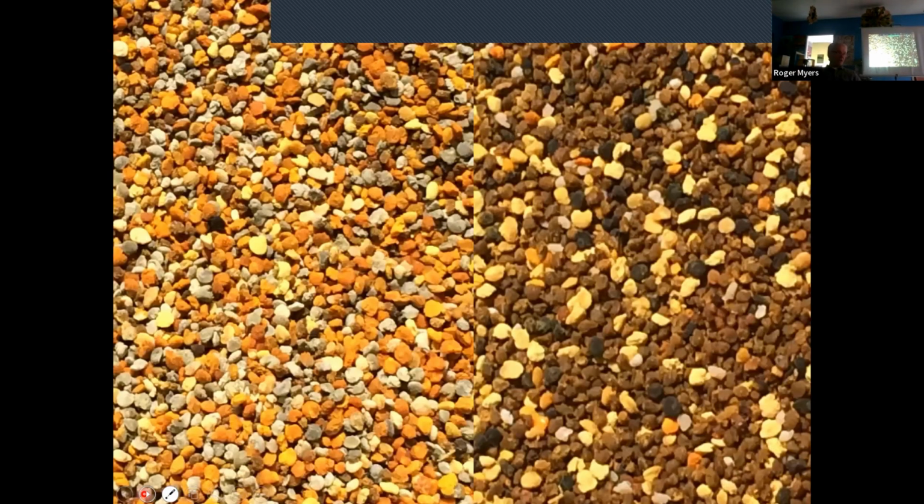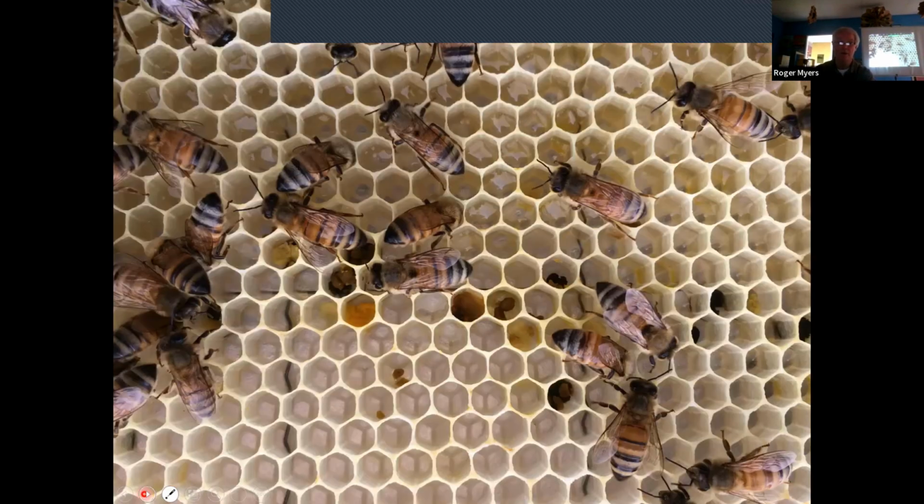Pollen comes in many different colors. This is some pollen that I trapped at different times of the year, and it can change color within a week. One week they're bringing in orange and yellow pollen and white. The next week they're bringing in brown, black, and yellow. Different flowers, different colors of pollen. Pollen comes in about every color underneath the sun, so it looks like a rainbow. When they first start packing it in, you can see the little grains.